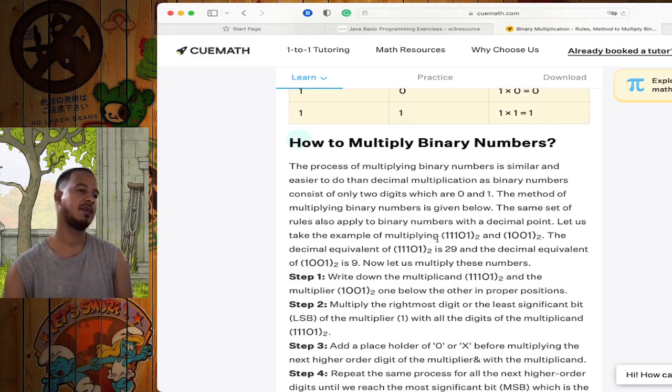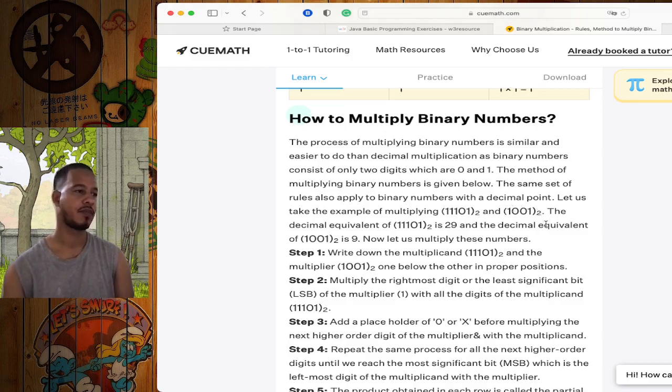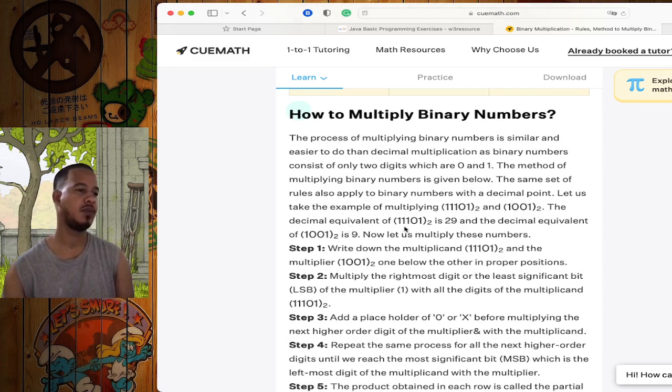Let us take the example of multiplying 11101 base 2 and 1001 base 2. The decimal equivalent of 11101 base 2 is 29, and the decimal equivalent of 1001 base 2 is 9. So let us multiply these numbers.